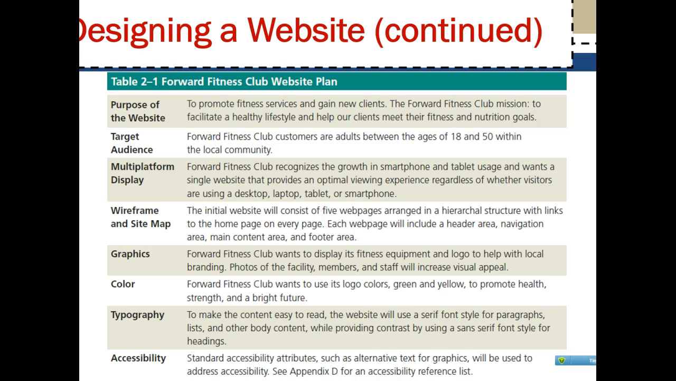And then we talk about the color scheme that they want to have. Based on the meaning of the colors, we can talk to them about that. So they want to use green and yellow to promote health, strength, and a bright future. So that's the color scheme that they want to choose, based on the meaning of the colors that we just talked about in the previous chapter.